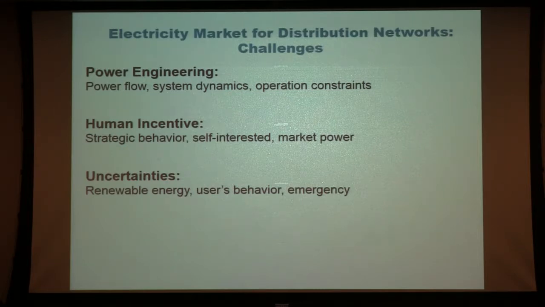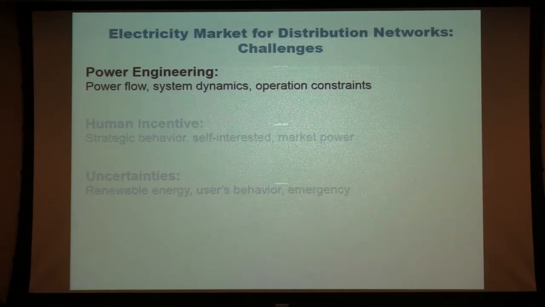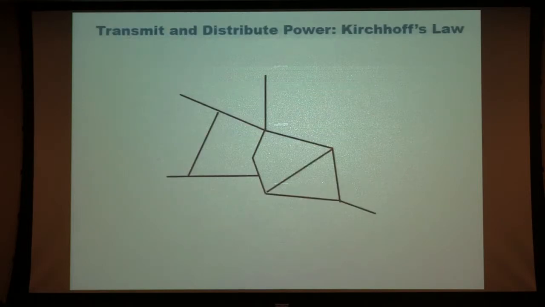We deal with renewable energy and we ask people to react, so there's a lot of uncertainty from the users. Now, how are we going to address those challenges? I will talk about the three aspects one by one. First, as an engineer, let's look at the difficulty brought by the power engineering aspect.